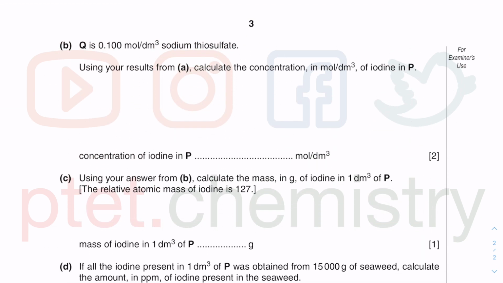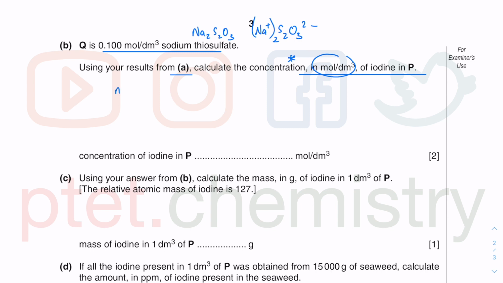Now Q is our 0.100 mole per dm³ sodium thiosulfate. Remember, Na2S2O3: because it's S2O3 2-, and then Na+, you need 2 of that in order to cancel out the charge of 1 of these 2- ions. Using your results from A, calculate the concentration of the iodine. So here you want the concentration in mole per dm³ of the iodine.